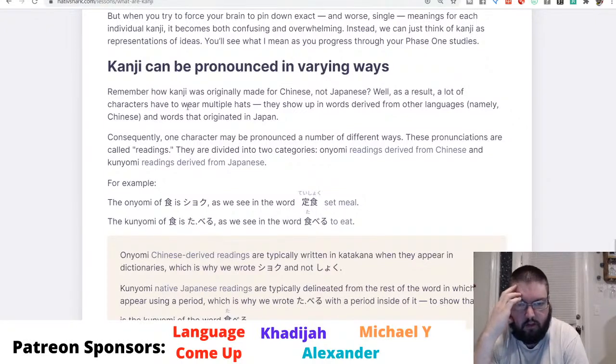For example, the onyomi of that kanji is shoku, as we see in the word teishoku, set meal. The kunyomi is taberu, as we see in the word taberu.